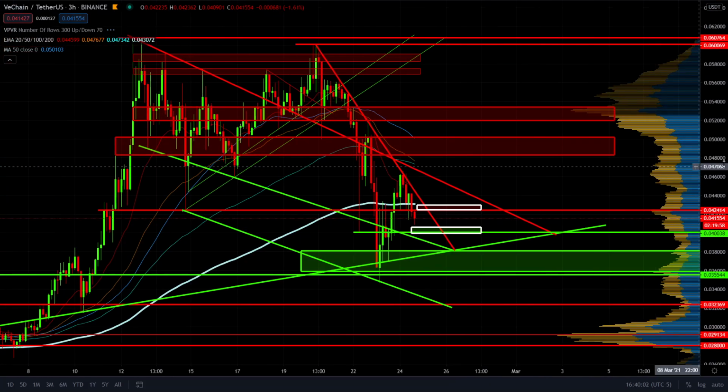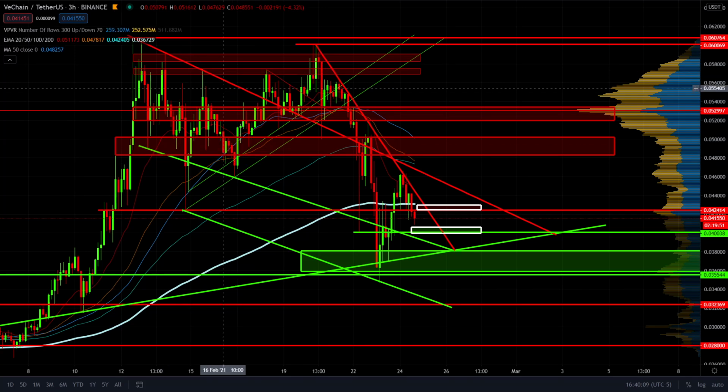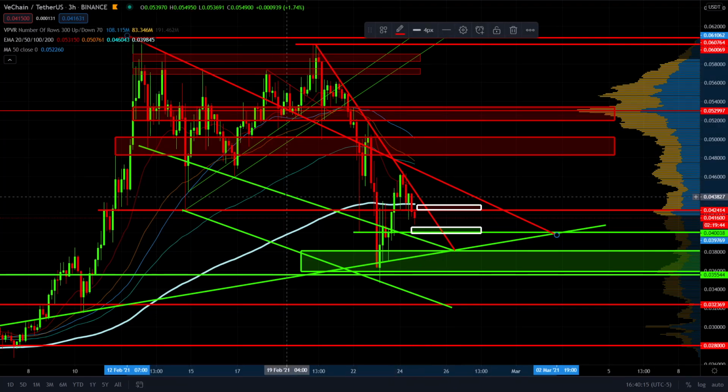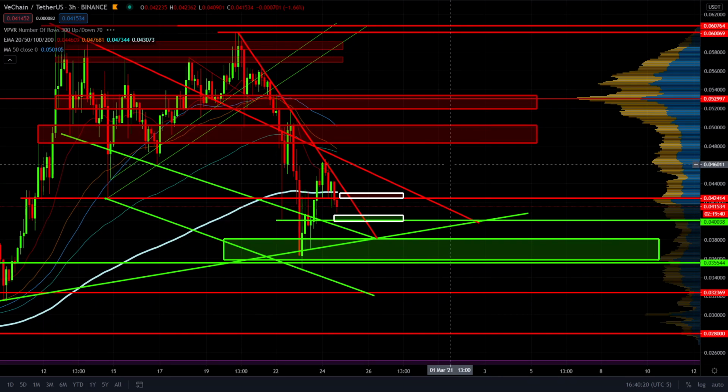So we fell back within this channel, and we're currently kind of range bound within the original channel from these areas here. So whatever we break out definitively out of this channel here, defined by this red resistance line and this green support line, I think we're going to trend in that direction for quite some time with VeChain.